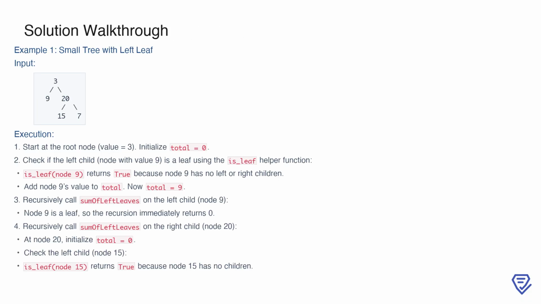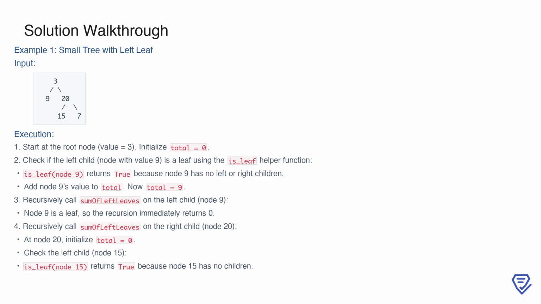Let's look at the first example, which involves a small tree. The root node has a value of 3, and it has two children, a left child with a value of 9 and a right child with a value of 20. We start by initializing a variable, total, to 0. Next, we check the left child, which is the node with a value of 9. Using the is_leaf helper function, we determine that this node is a leaf because it has no children. Since it's a left leaf, we add its value to total, updating it to 9. Then, we recursively call the sum of left leaves function on node 9. However, because node 9 is a leaf, the recursion immediately returns 0.